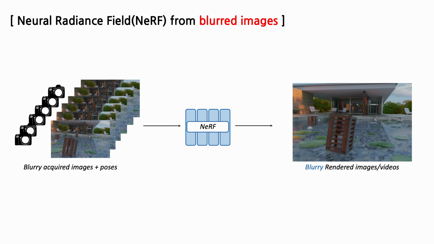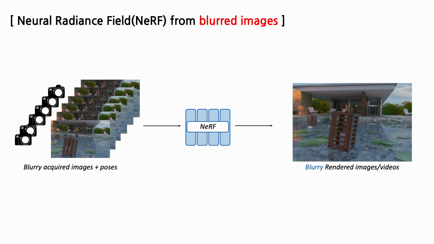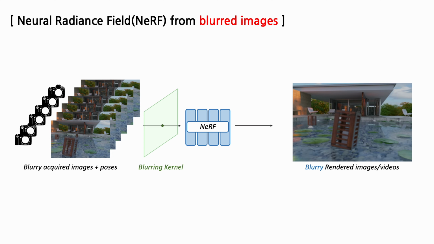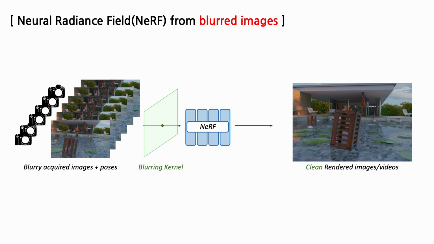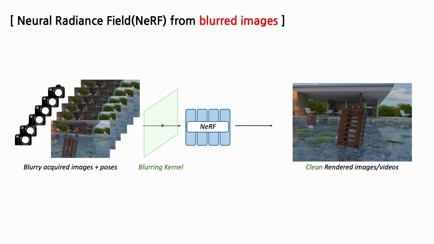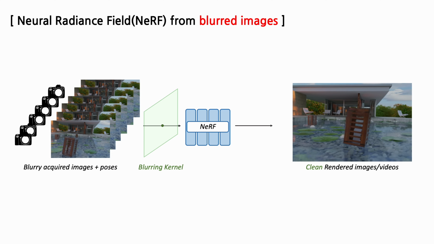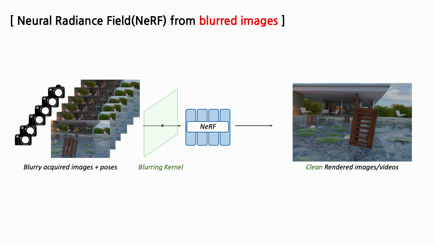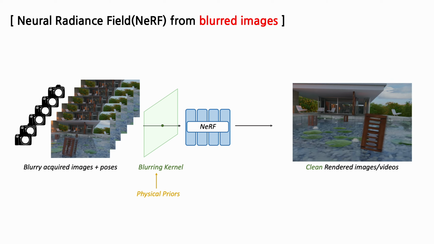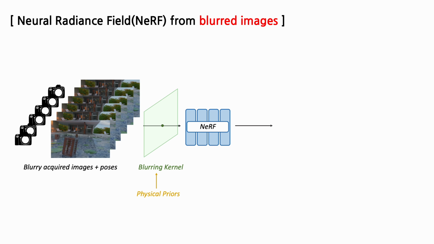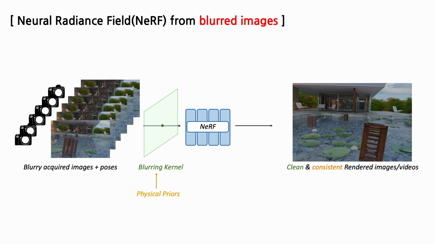To solve this problem, previous work modeled the blurring kernel and put a blind deblurring algorithm on the NeRF system, which could make a clean neural radiance field. However, the kernel is only considered on each pixel independently, which leads to an inconsistent scene representation. To handle this, we impose physical priors on the blurring process and can make a cleaner and more consistent scene representation.